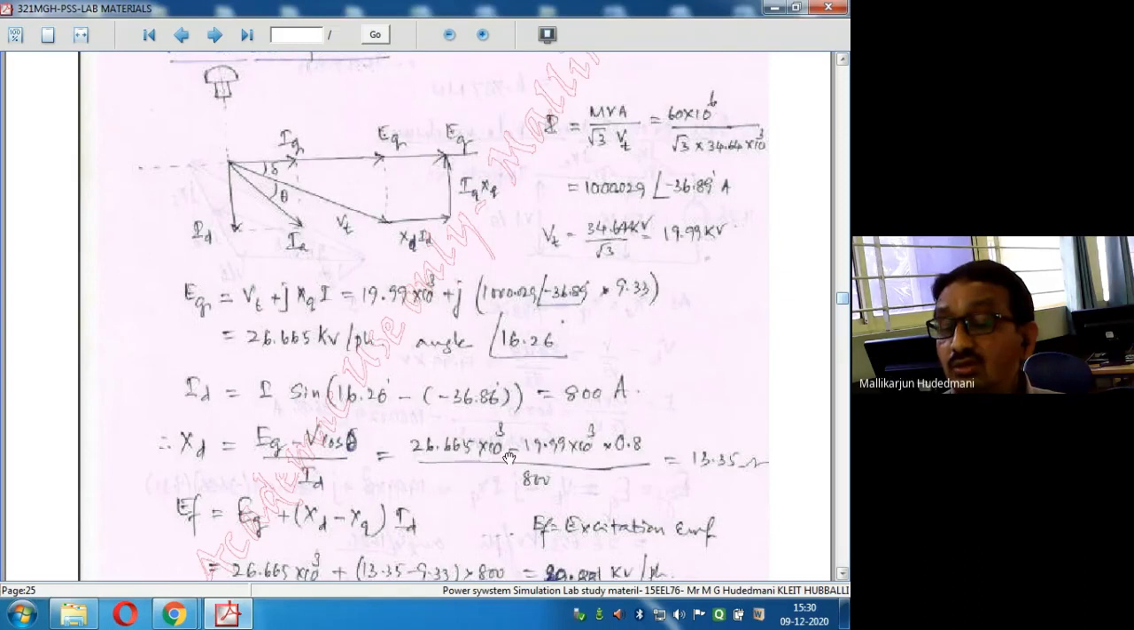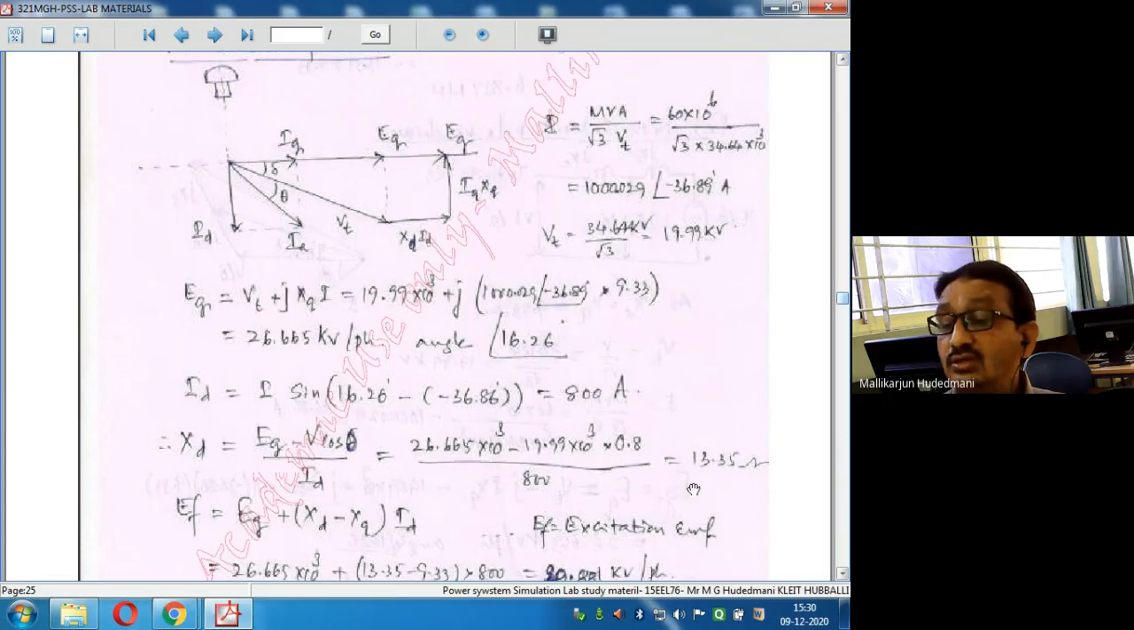This calculation minus the per phase terminal voltage. The per phase terminal voltage is approximately 20 kV, into cos theta of this one, which is 0.8, divided by ID. ID was just calculated in the previous step: I sine of the angular difference, which gave me 800. When I operate this, I am in a position to get the direct axis reactance as 13.35.